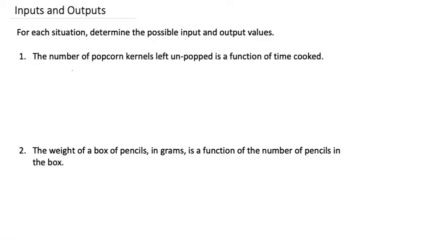In this video, we're going to look at how to determine the possible input and output values for a situation. Our first situation is the number of popcorn kernels left unpopped is a function of time cooked. So we know as time increases, the number of unpopped kernels is going to decrease because more of the popcorn is going to pop. And so our input value here is going to be time, and our output is going to be the number of unpopped kernels.